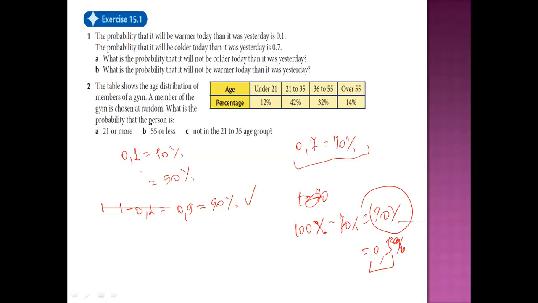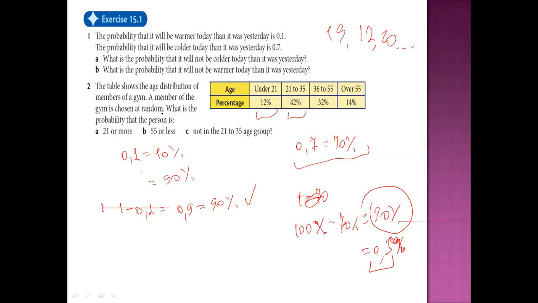What is the probability that the person is 21 or more? As you see here, we have the age of members. So 12% of members' ages are under 21, for example, 19 or 17 or 20. Between 21 and 35, the percentage is 42.